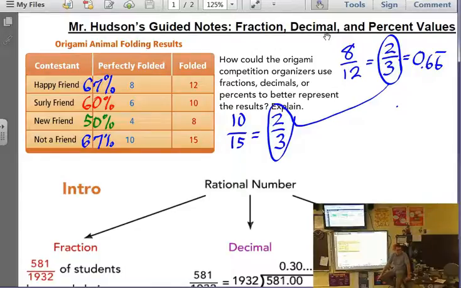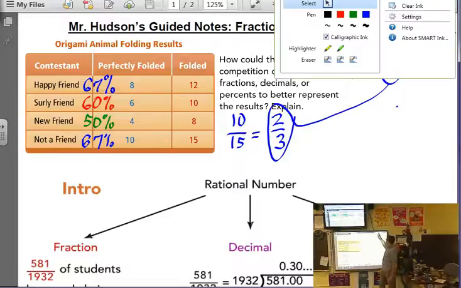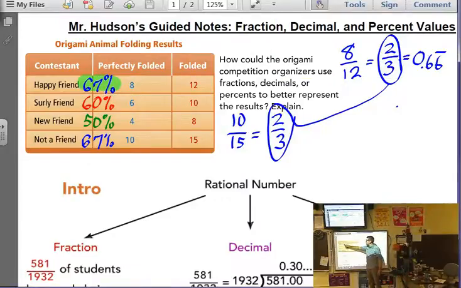I would pick the not friend because he did more origami in total. Because they have the same percents, we could then compare, well, what was your total? Like, how quickly can you fold these origami? Because their percent was the same, I can compare their totals, and the person who's not your friend had the most origami and the best percent. So if I was the judge, I'd say they were the winner.